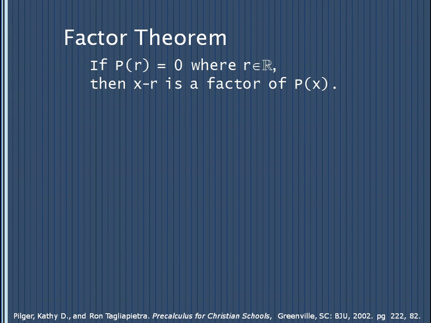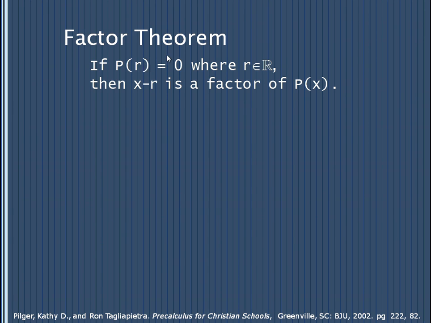The factor theorem says if p of r equals 0, where r is a real number, then x minus r is a factor. So really what that's saying is if you plug some number into a polynomial and you get 0, x minus that number will be a factor of that original polynomial.